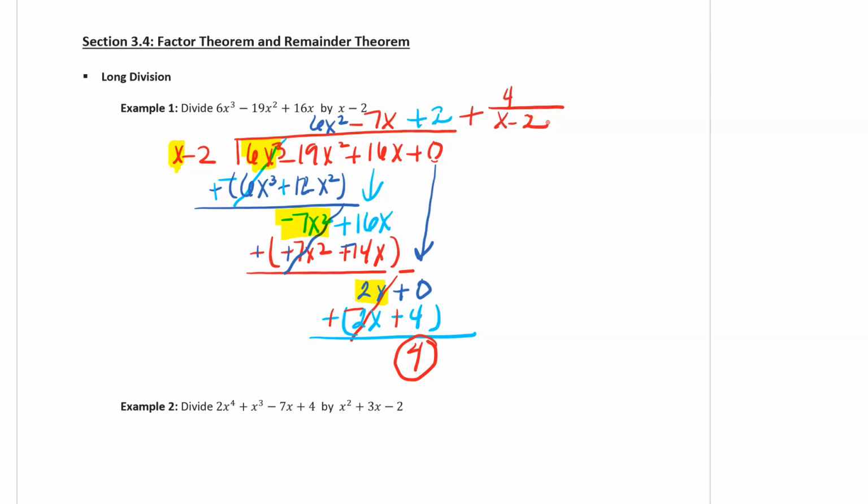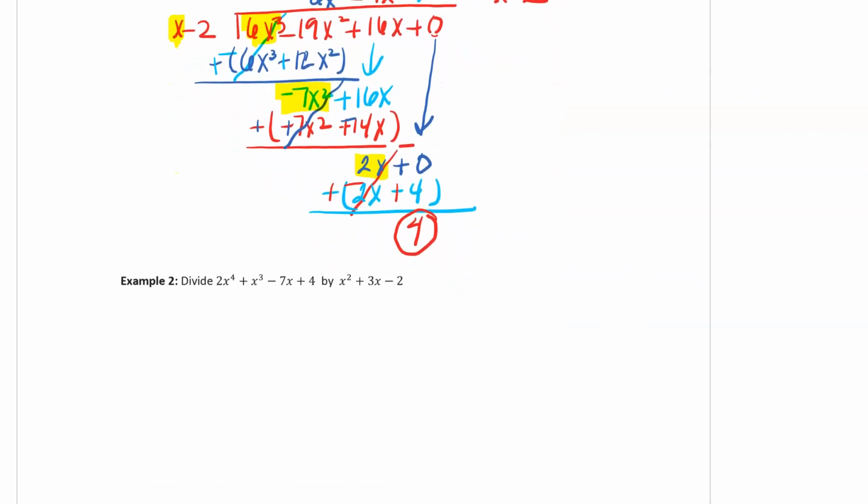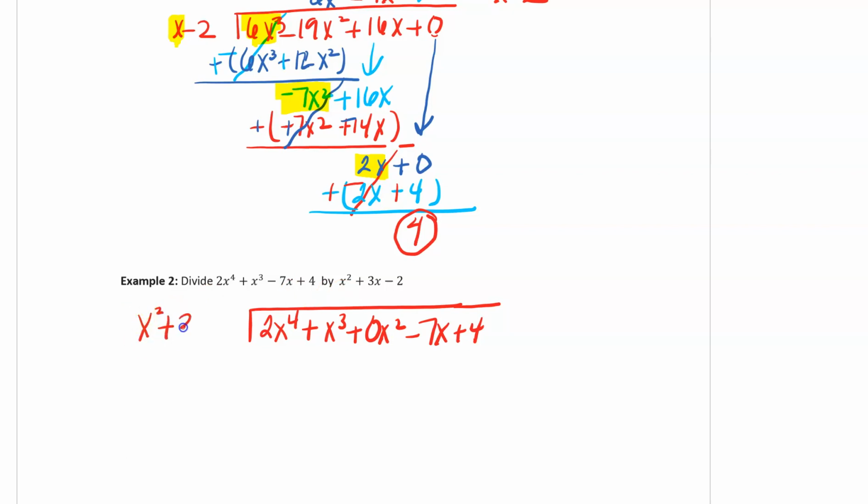Let's do another one and kind of make it a little bit harder for you. Hopefully this is coming back to you. So again, I'm going to set up my division bar. I am dividing 2x to the 4th plus x cubed. Now I'm going to put a placeholder for x squared because I don't have one, minus 7x plus 4. I'm dividing it all by x squared plus 3x minus 2.